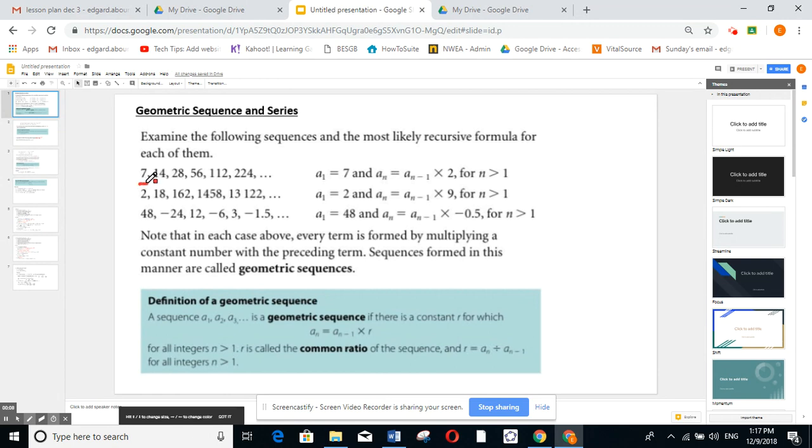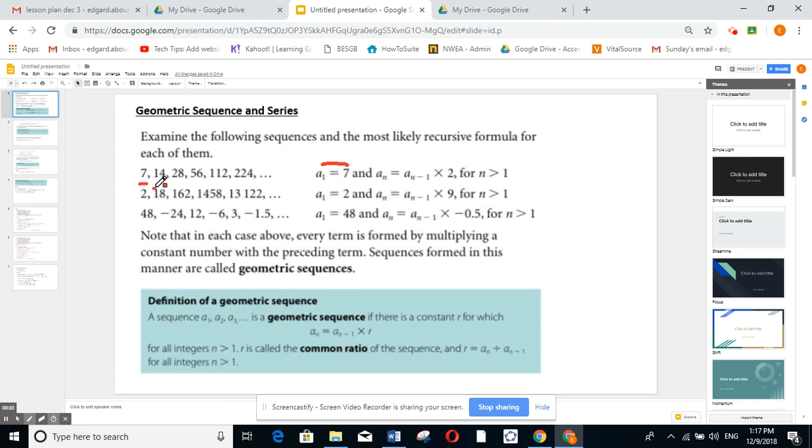We have always the first number, and we're multiplying the numbers by a number called r, called the common ratio. So here I'm multiplying by 2: 7 times 2 is 14, times 2 is 28, 56, etc. So the first term is 7, and if I want to write it in a recursive form, any term a_n equals the term before, a_(n-1), times 2.